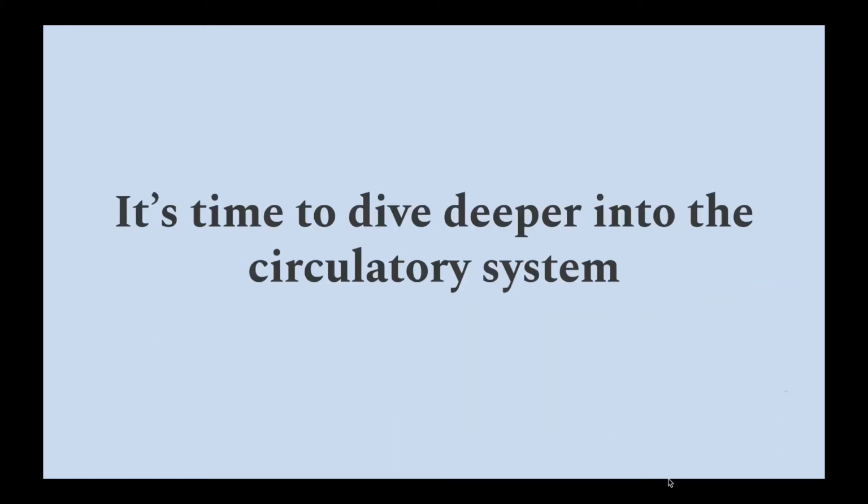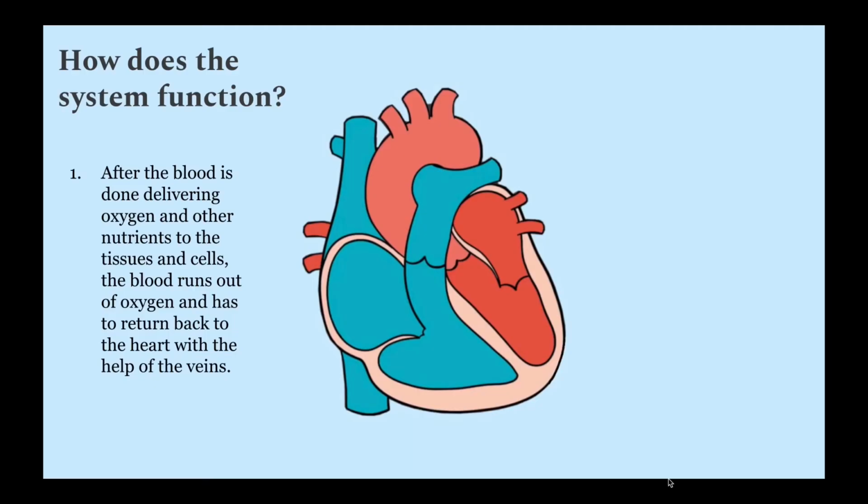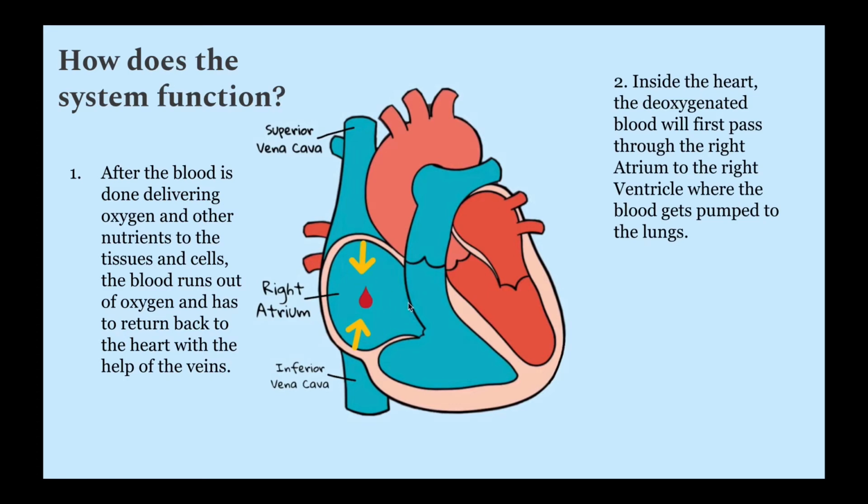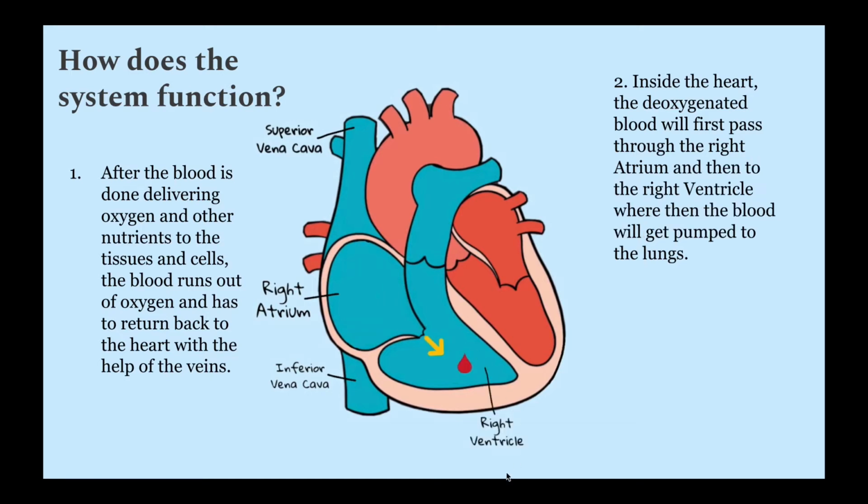So now let's learn how the system functions. After the blood is done delivering oxygen and other nutrients, the blood runs out of oxygen, so it has to return back to the heart. With the help of the veins, the blood returns back to the heart through one of these two vena cavas. And then that blood goes to this room called the right atrium. The right atrium pushes the blood through the tricuspid valve here to the right ventricle.